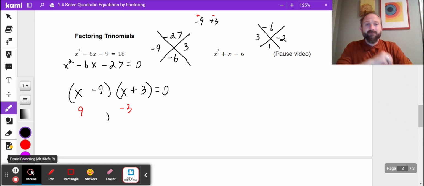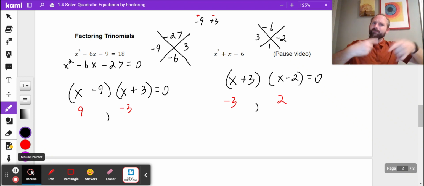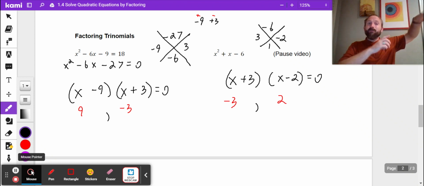And here we go. Here's my factored form right here. X plus 3 times the quantity x minus 2. What will this mean later when we're actually solving the factored forms? Later, we're going to solve and say, hey, our solutions are negative 3 and 2, because what do we have to do to make any of this 0? Because anything times 0 is 0.